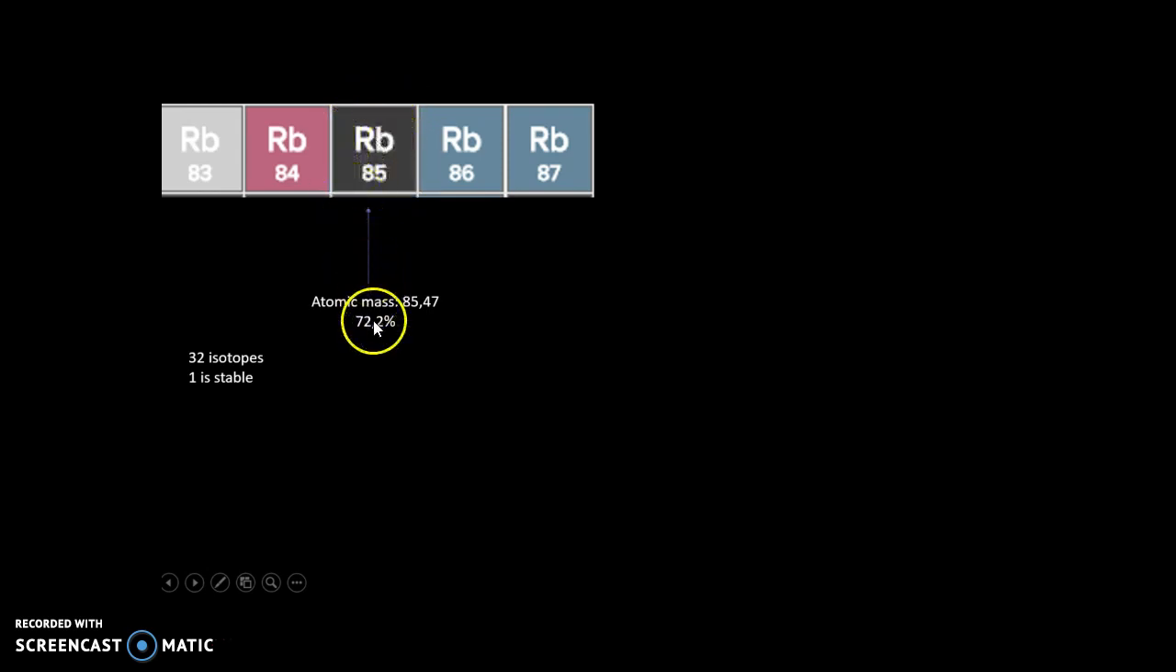When you find it in nature, 72.2% of the rubidium you find is this rubidium 85, and 27.8% is rubidium 87. As I said before, rubidium 85 is the only one that is stable. All the others have half-lives, and all the others are radioactive. So 85 is also the safest to use.